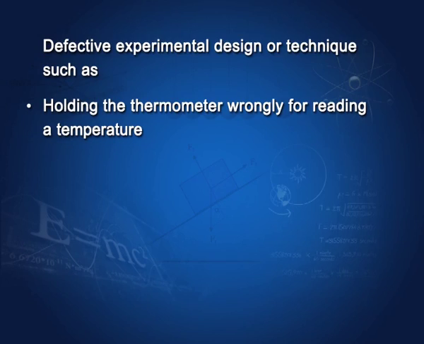Second category of systematic errors are due to defective experimental design or techniques. And what are these techniques? Holding the thermometer wrongly for reading a temperature. If you are not able to read temperature correctly, it will lead to errors.